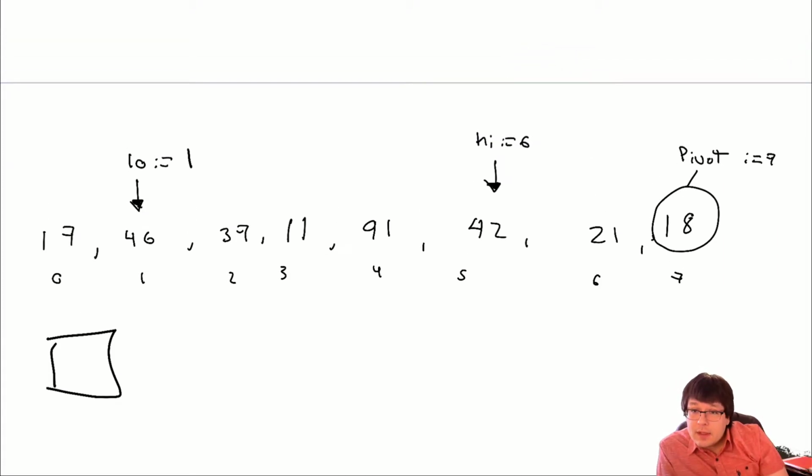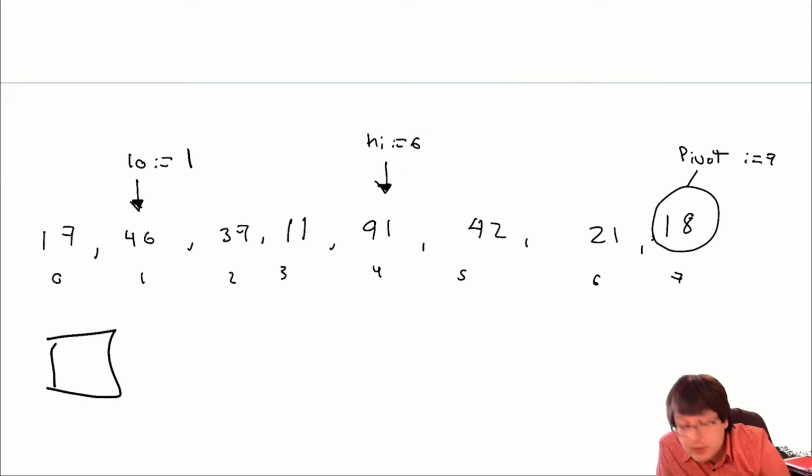Okay. Is that greater than the pivot or smaller than the pivot? It's still greater than the pivot, so I haven't found something that I can swap 46 with. So what do I do? I keep decreasing it. I'm basically going to keep doing it until I find something I can swap it with or I run out of things to look at. 91 is greater than the pivot again. Still can't swap it.